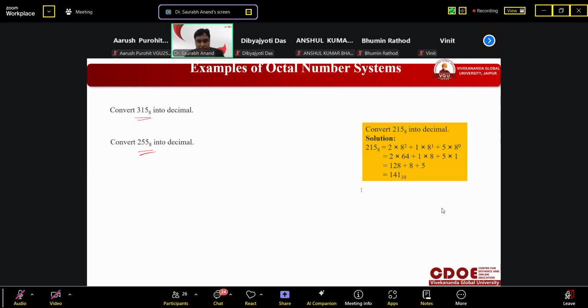Manoj is asking, any number which having power 0, it's considered as 1. Yes, 8 raised to power 0 is 1. Okay. Yogita was asking, sir, how to 5 into 1 if 5 into 8 is power 0? Okay, 8 is power 0 is 1, 1 into 5 is 5. Okay, Yogita, got it?